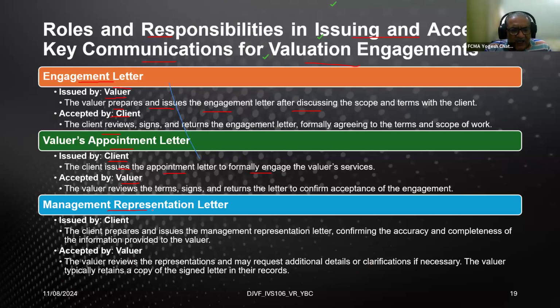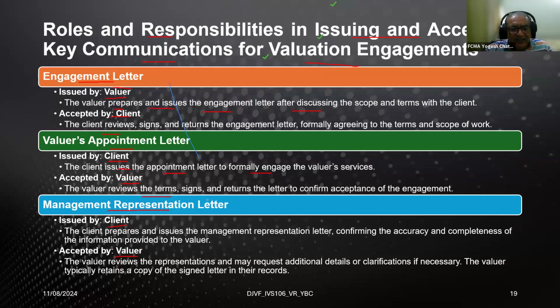the scope of work. The third letter is the management representation letter. The management representation letter, very important, is prepared and issued by the client, and accepted by the valuer. So the client will prepare and issue the management representation letter confirming the accuracy and completeness of the information provided to the valuer. So for example, whether the land is leasehold or freehold, ownership, the title of the document, the projection related to valuation, all those details will be provided through the management representation letter by the client to the valuer in writing. So that is a very, very important management representation letter, and that will be accepted by the valuer.